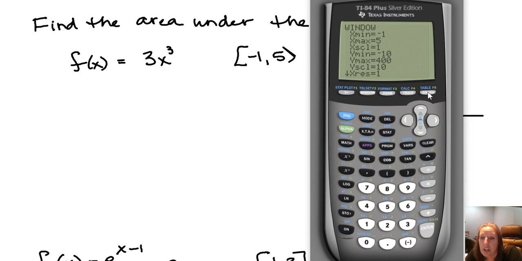All right, so if we go to our graph, we do see that this graph is really zoomed out, and we don't see a whole lot happening until we get past about 1.5. And so if we go to our table, we can actually see what those values are. So at -1, we get -3, which is where we're starting, and then at 0, it's 0, and then it goes up.